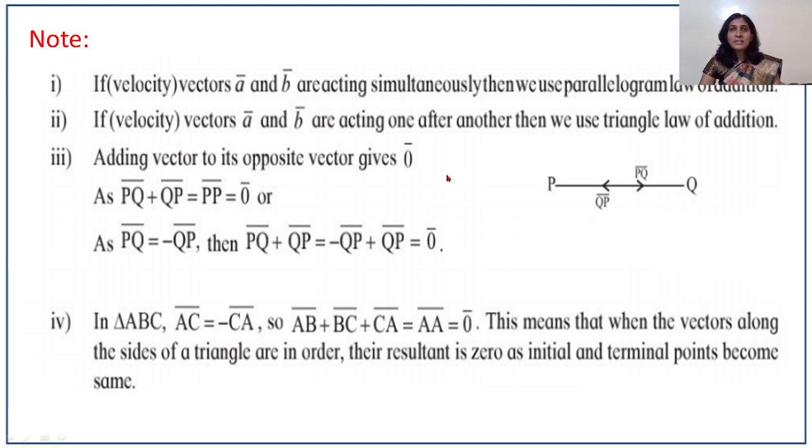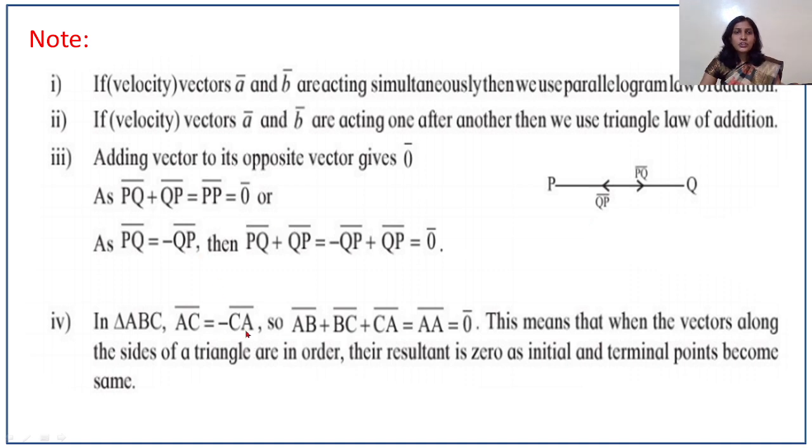Suppose P bar is any vector. Here we give an example: PQ bar plus QP bar is equal to what? PP bar. That means it is the 0 vector, because QP bar is the opposite of PQ bar. PQ bar is equal to minus of QP bar. So we will get the 0 vector here. So this is also important.